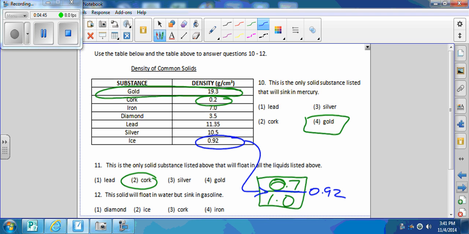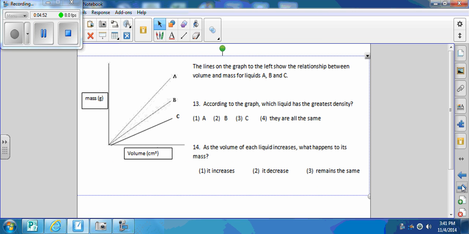0.92 is going to float. You know your ice cubes float in your water. All right, the lines on the graph show the relationship between volume and mass for liquids A, B, and C. Which one has the greatest density? Remember the pennies in the Nichols lab? Remember the greatest mass was the Nichols, and it had the highest line? Same thing. Greatest density would be letter A. It has the steepest slope.